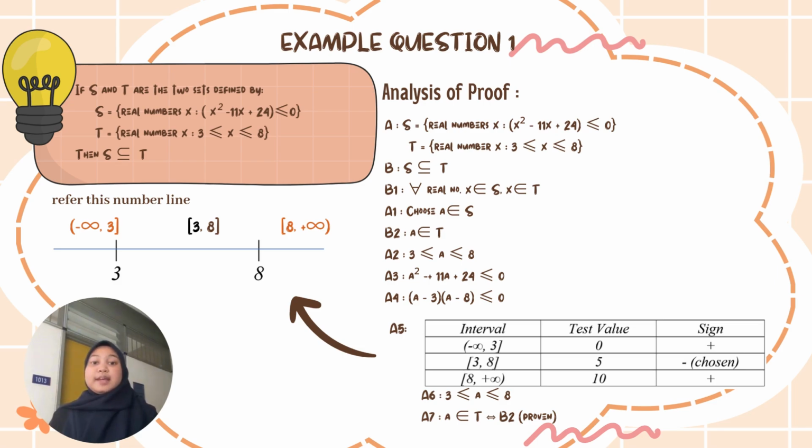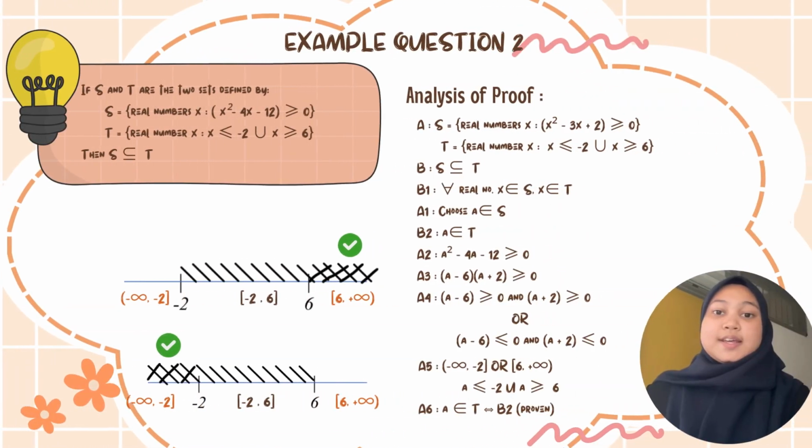From there, we can make a table to search which value is negative, because the question is less than or equal, and in each column we put the interval on the real number line. We will get the value of A from the negative sign in the table, which is 3 less than or equal to A and less than or equal to 8. Last but not least, at A7 we conclude A element of T, which is the same as B2.